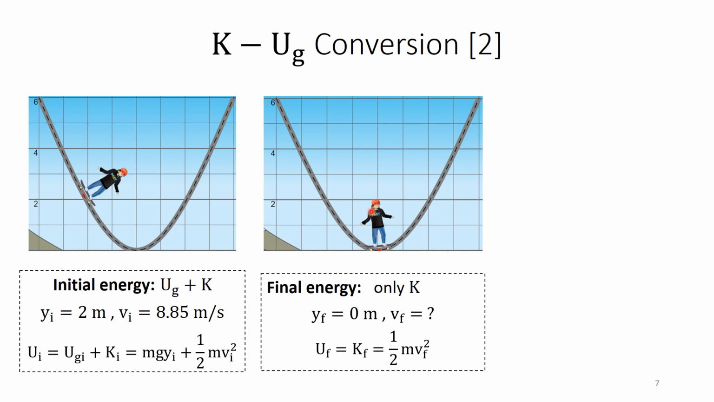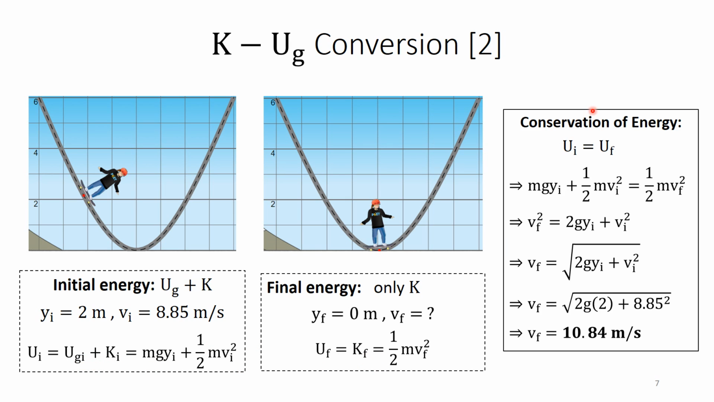Then for the final energy at the very bottom, the skater only has kinetic energy. And that's because the skater is at the ground level at a height of 0. So if he's at the height of 0, that means he doesn't have any gravitational energy. He only has kinetic energy. So the final energy is only kinetic. So U final is half times m times v final squared. So again, we have 2 expressions, one for the initial energy, one for the final energy. So now we set them equal to each other. So set U initial equals U final.